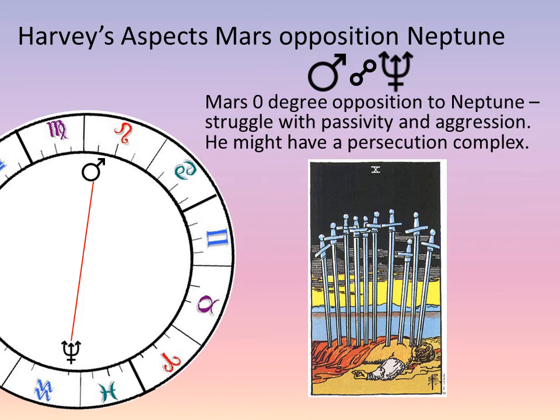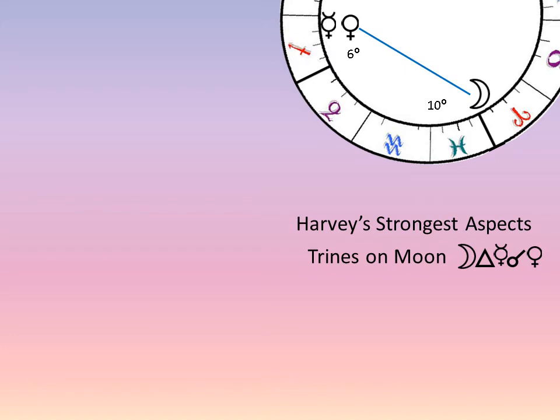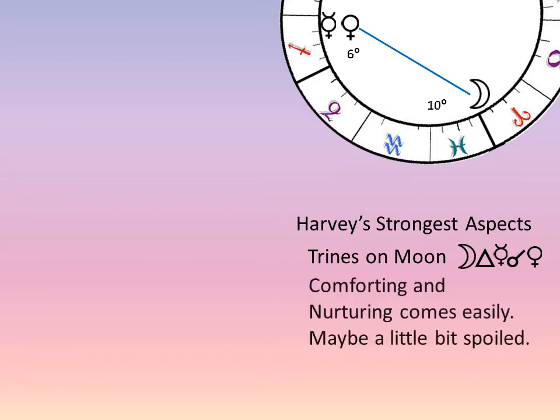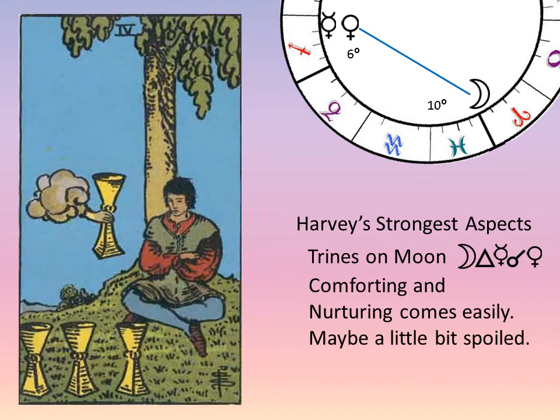Neptune kind of oftentimes feels very receptive to the rest of the world and vulnerable. So anyways, it's funny. So Harvey's strongest aspects have to do with his trines to the moon. So basically his moon has a trine with Mercury and Venus that are conjunct each other. And so this is comforting and nurturing, comes easily, but it comes too easily. If you get everything you want right away, it's hard to appreciate the things you get. Moon is comfort, and Venus is pleasure, and Mercury's natural talent.